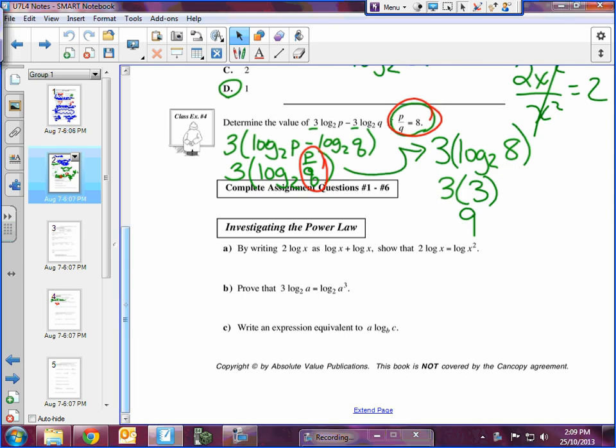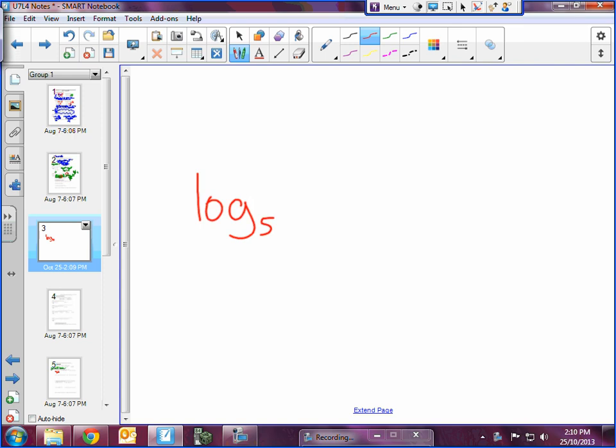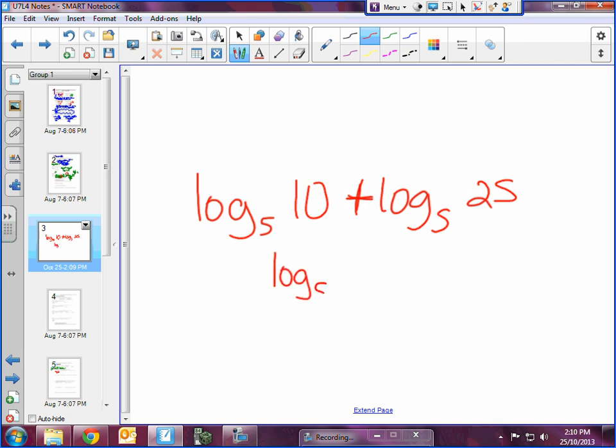That was legit. Okay, so the power law yesterday. I'll just go on to it. If I had log of 5, plus log of 25, sure. So if I'm adding two logarithms with the same base, what did my product law tell me? Multiply. So can I write it like this? And then multiply the 10 and 25, so multiply my arguments, 250. Good. You know my product law.